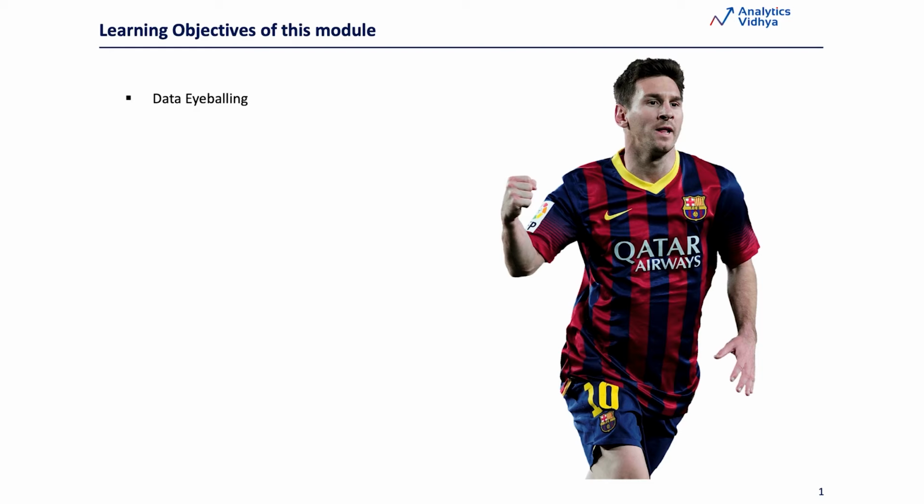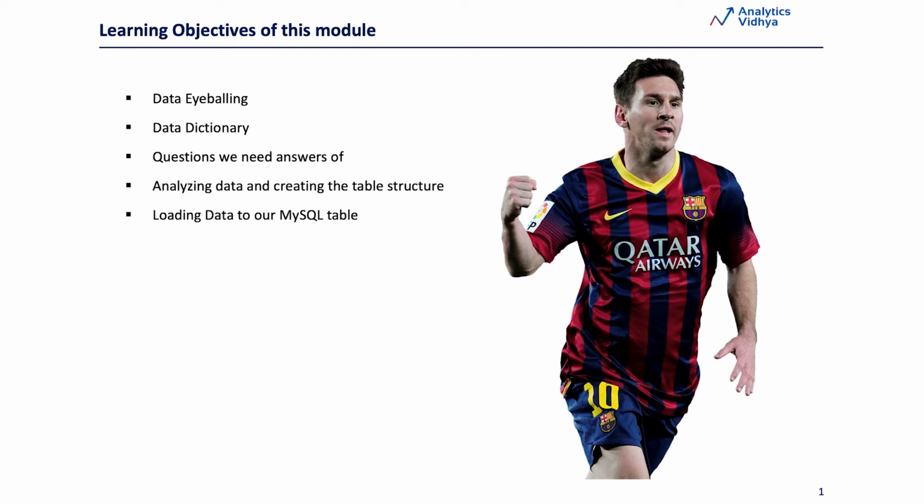First, data eyeballing. Here we take a closer look at the data to get an intuition of what it contains. Second, data dictionary. Here we'll understand what a data dictionary is and look at the data dictionary of the FIFA 19 players dataset. Next, we look at some key questions we need to find answers to from the data. Then we'll analyze the data and create the table structure to store it in MySQL. Next, we'll load our data into our MySQL table.